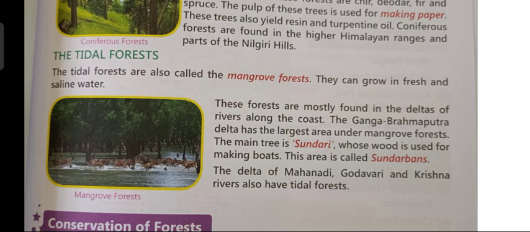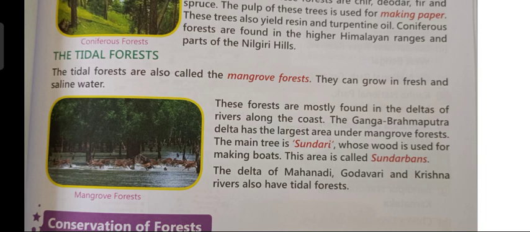Now, children, tidal forests are also known as mangrove forests, and the trees of these forests can grow both in fresh and in saline water. Tidal forests are mostly found in the deltas of rivers along the coast, and the Ganga Brahmaputra Delta has the largest area under the mangrove forest. So, near the Ganga Brahmaputra Delta, children, you will find a lot of mangrove forests.